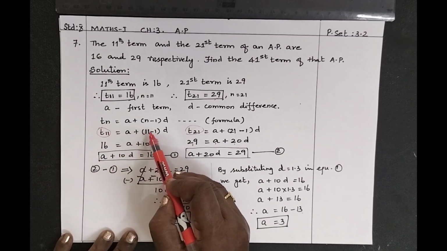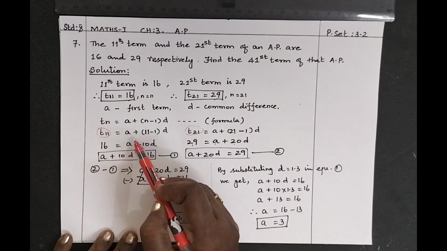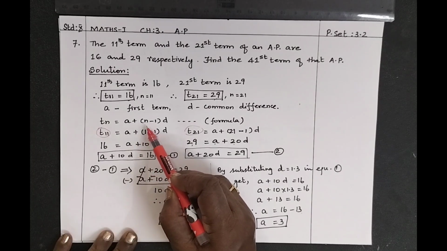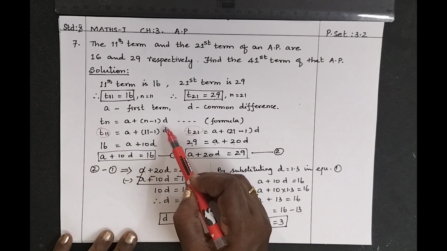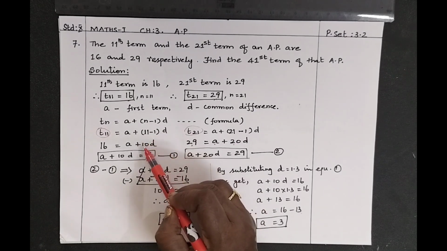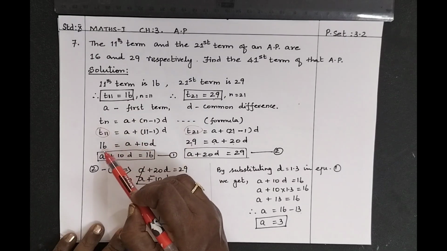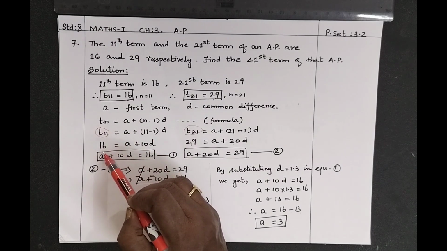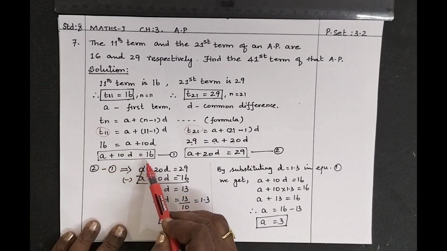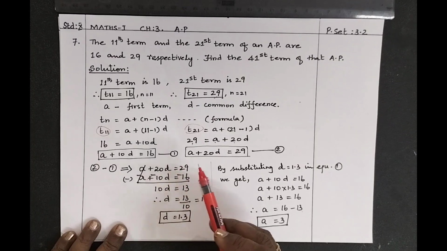Now let us write the Tn formula first. Tn equals A plus N minus 1 into D. Therefore, what is T11? T11 equals A, we don't know what A is, so write A as it is, plus, now N is 11, so 11 minus 1, into D. D also as it is, we don't know what D is. So 11 minus 1 is 10. Here T11 is 16, that is given. So substitute that value here. 16 equals A plus 10D. So A plus 10D equals 16. Let us take this as equation 1.